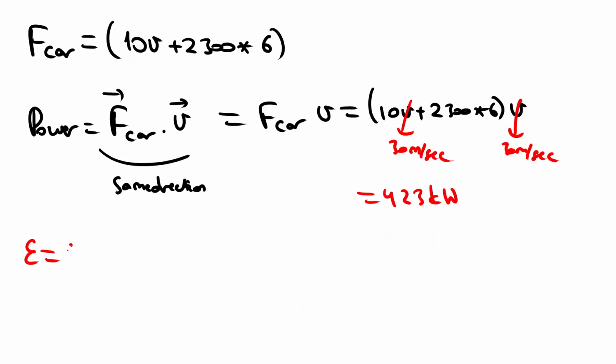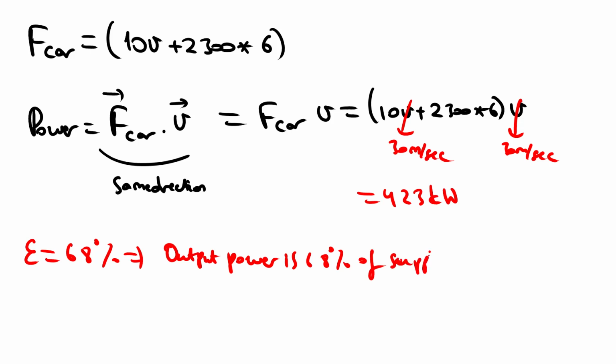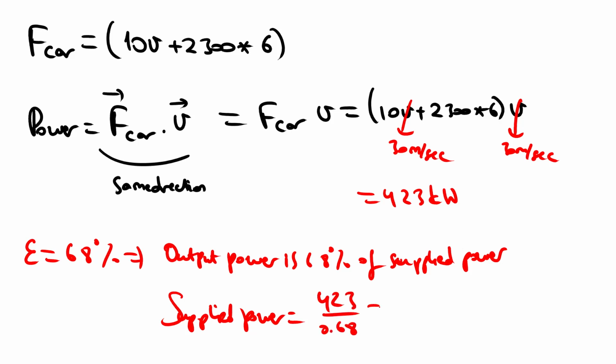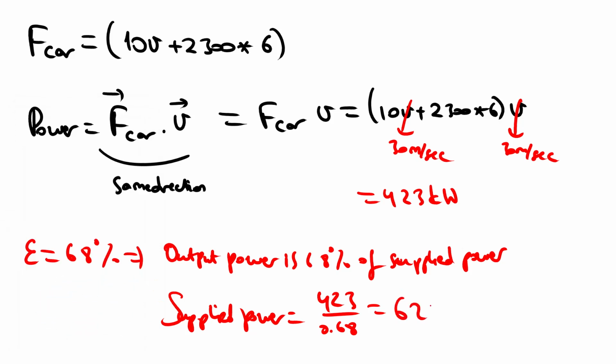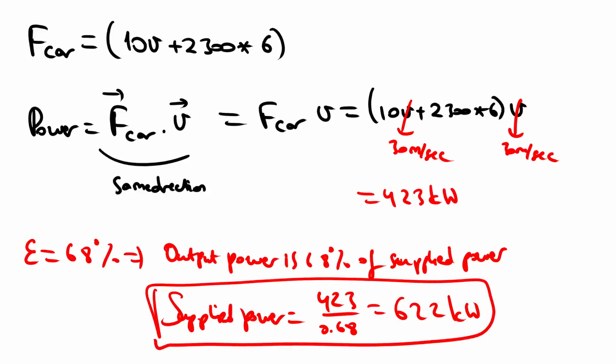And then it says that it has an efficiency of 68%. So that eta is 68%. It means that the output power is 68% of the supplied power. Okay, and then in that case the supplied power will be 423 by 0.68, and that will be 622 kilowatts. Okay, that is the result for this problem.